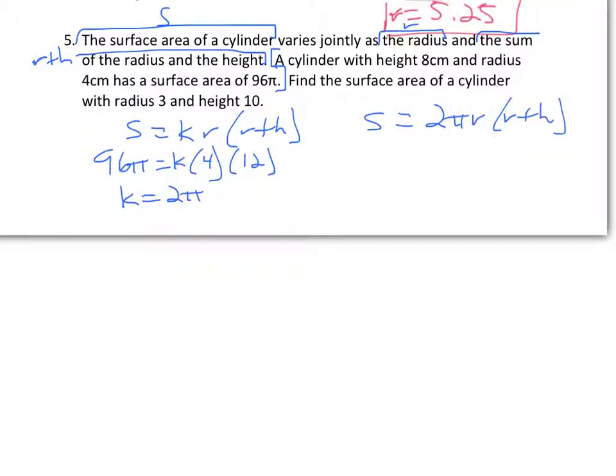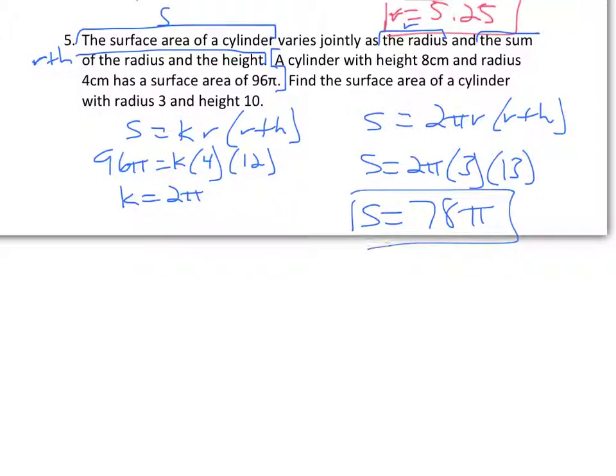And our situation tells us that we have a radius of 3 and a height of 10, and we want to find the surface area. So S equals 2 pi times 3 times 10 plus 3, which is 13. So we've got 39 times 2 is 78. So S equals 78 pi. And that's all for the variations.